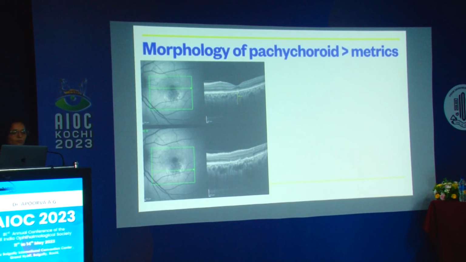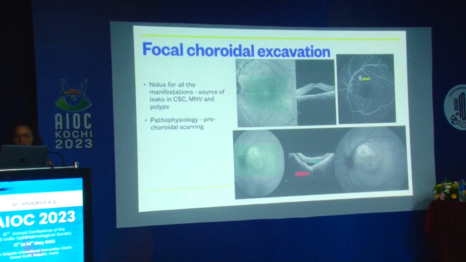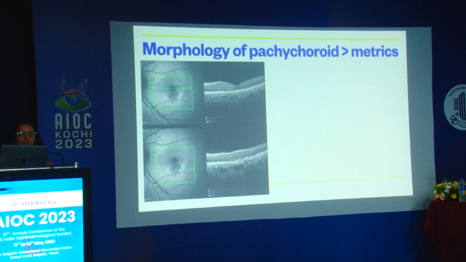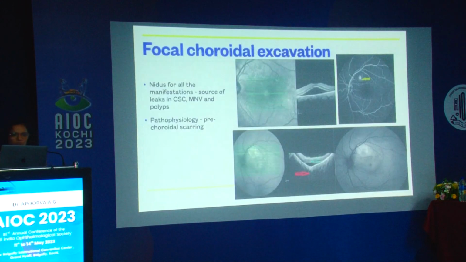So it is important to know that the morphology of the pachychoroid or the choroid is more important than the metrics, because the measurement can be increased. Like it can be more than 350-400 microns depending on the machine that we use, but the pachychoroid can be focal, which gives rise to the pathology at that site. So like we can see here, there is an enlargement of the Haller's layers causing an attenuation of the choriocapillaris. Now let's look at focal choroidal excavation.